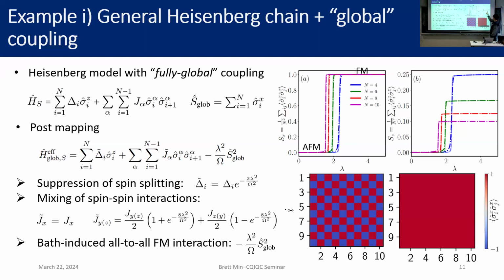And this is captured by what limiting value each of these takes, and they will essentially take 1 over n, n being the length of your system. And what that means is that the only surviving correlations are the autocorrelators that live on the diagonal. So here we can see what this method can give us: the suppression of spin splittings, the admixing of the spin-spin interaction, and generation of bath-induced ferromagnetic interactions.